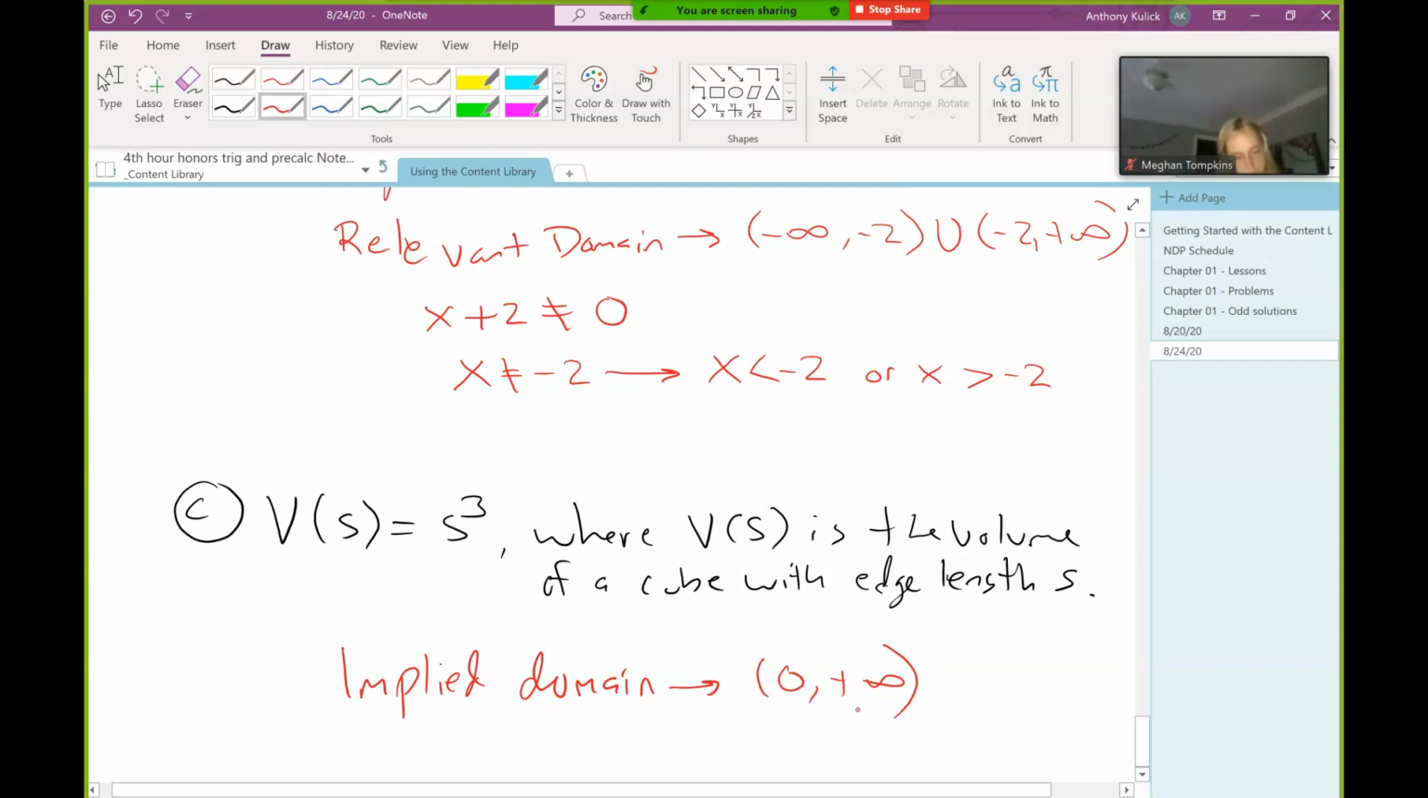Since we have some real-world context attached to it, lengths we know cannot be negative or 0, at least for a shape. So that implies that our domain is dealing with only positive values. Is everybody okay with how I read that from the question? And you see that to get an implied domain that was not all real numbers, we needed some real-world context attached to the x's and y's, right? Or in this case, the v of s's and s's.